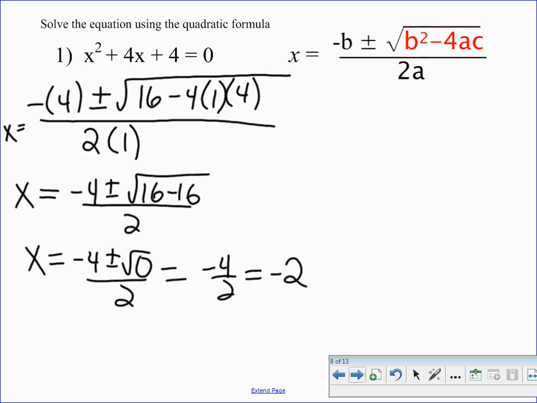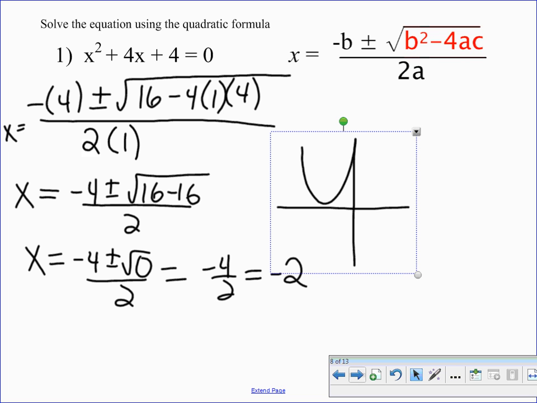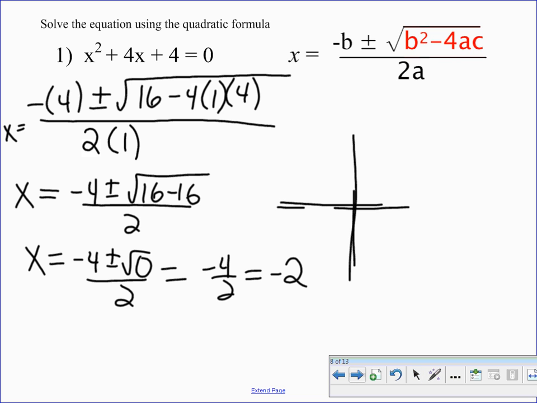If you were to look at it on the graph, you would wind up with a graph that looked like that, where it would only touch at negative 2.